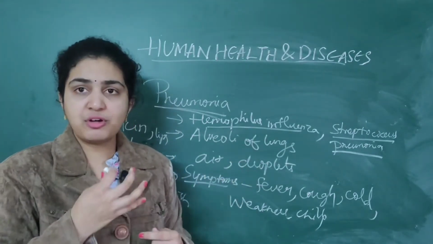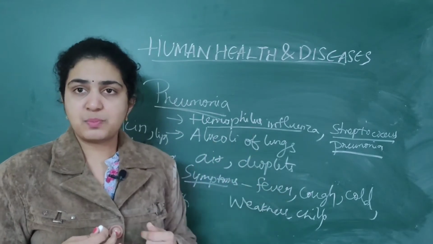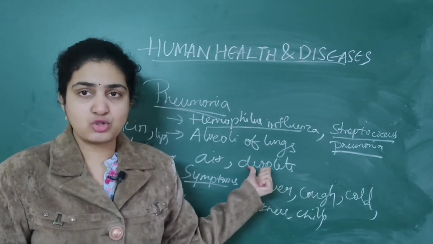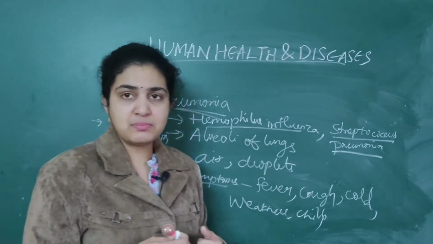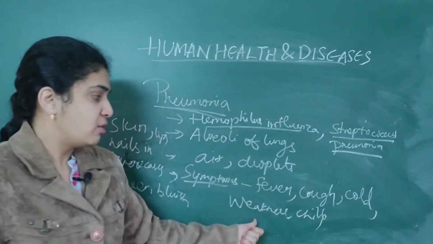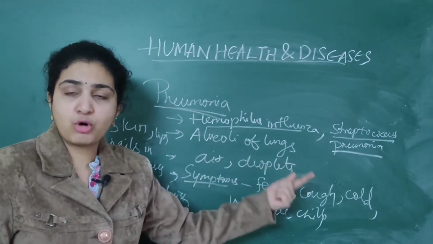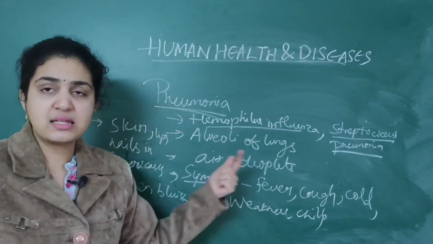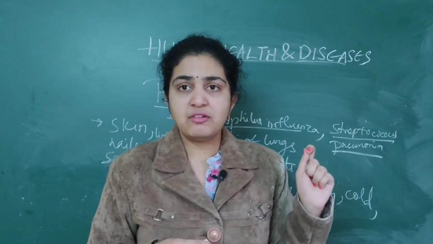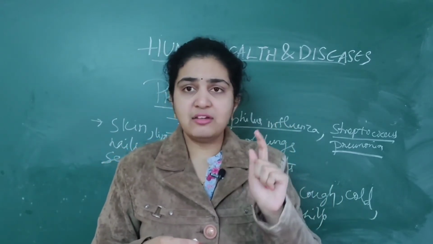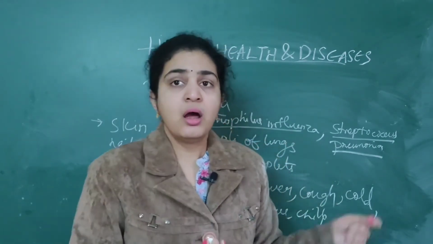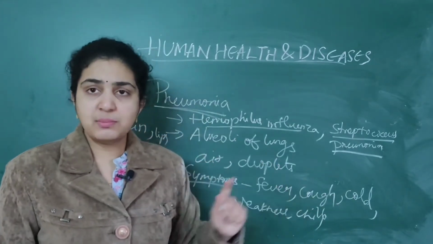Then how does it spread from one person to another? Through air, or through droplets of the infected person. Then what are the main symptoms? Fever, cough, cold, chills as well as weakness. Remember the symptoms properly, because they will give you numerous symptoms and ask you how you are going to treat it, or which disease it is. So you should remember all the symptoms.